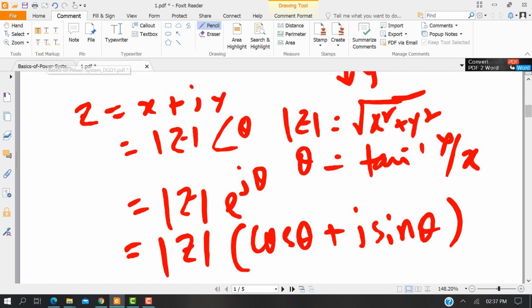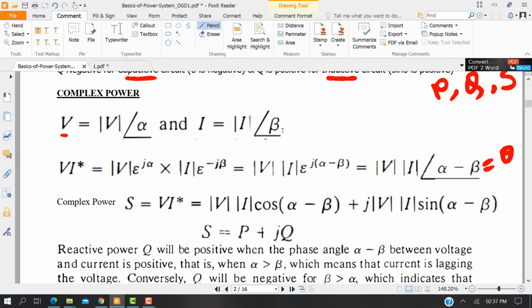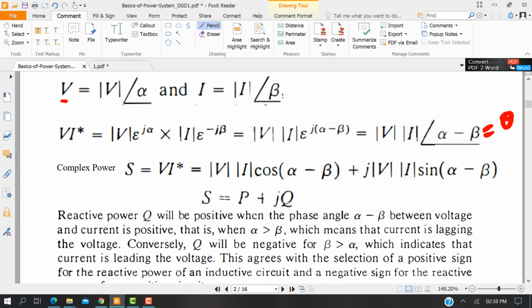So for the sake of mathematical simplicity, let's see that there is a negative sign over here, and this is the angle between voltage and current. So we call it theta. So now the complex power can be expressed as VI in the trigonometric form, as I showed in the last slide. So it's VI cos theta plus j VI sin theta.